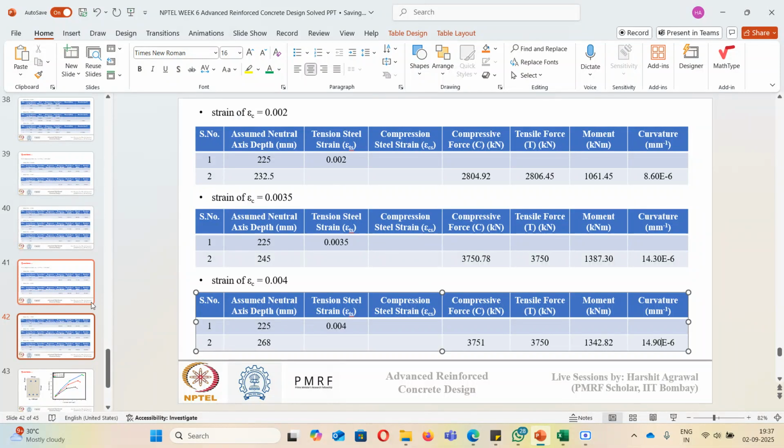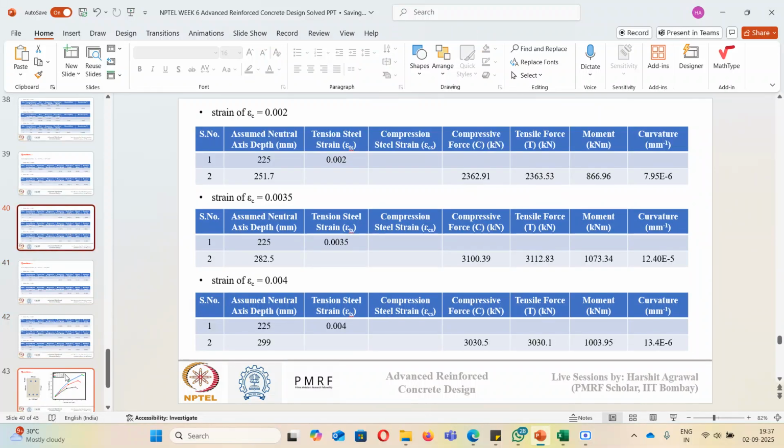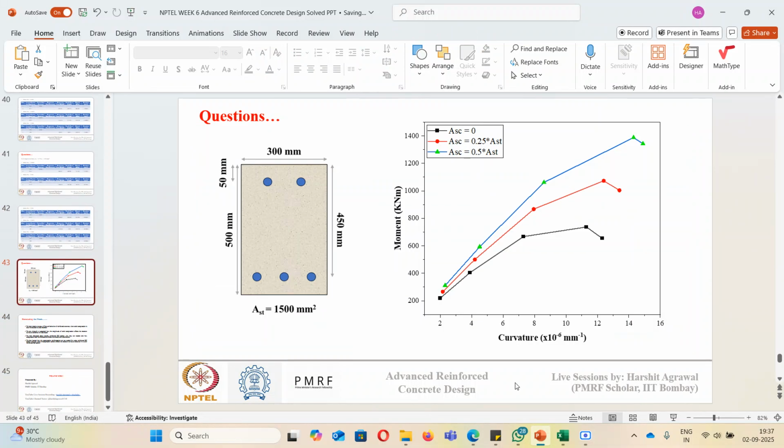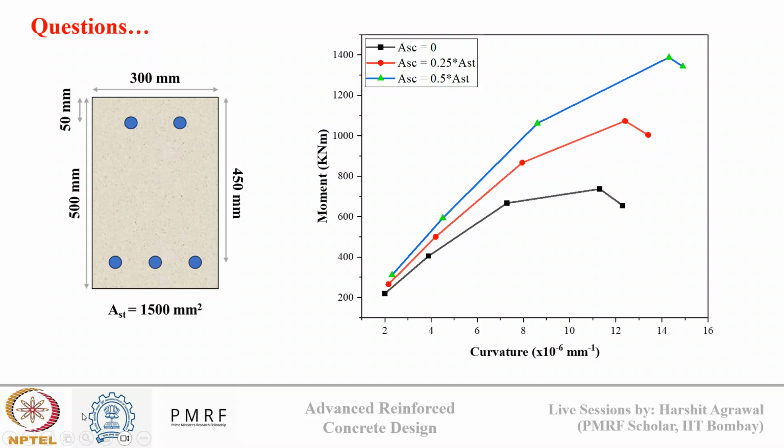Okay, so how do we interpret this data? By plotting the comparison plot. So you can see here in this diagram, the section remains the same, but the area of compression steel, AC, is increasing. It is changing from 0 to 25% to 50% of the total tension reinforcement. So you can see how the profile is changing.